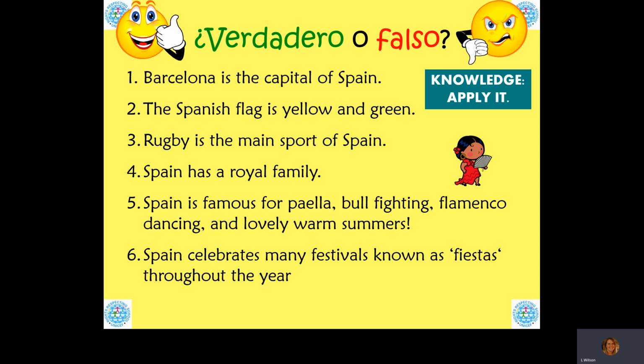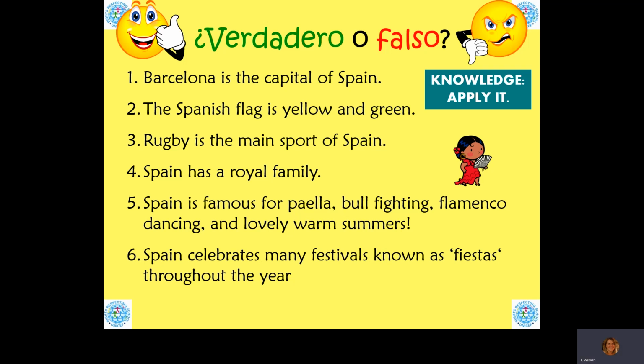So now we're going to spend a few minutes thinking about these statements on the board. I'll read through them. I'm going to give you a few minutes on your own to write down on your sheet of paper 1 to 6 and decide if each of those statements is true or false. And in Spanish, that would be verdadero or falso.